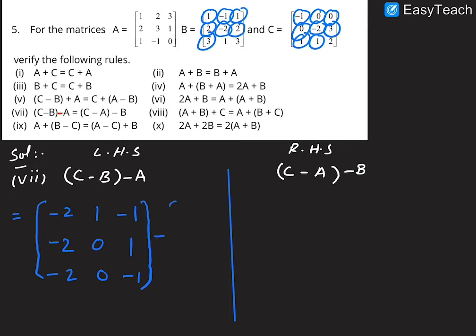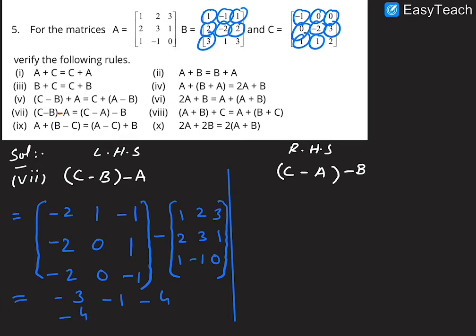Minus A. What is A? A is 1, 2, 3; 2, 3, 1; 1, minus 1, and 0. So now minus 2 and minus 1 will be minus 3. 1 minus 2 will be minus 1. Minus 1 minus 3 will be minus 4. Minus 2 minus 2, minus 4.